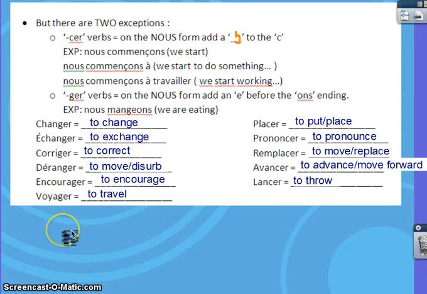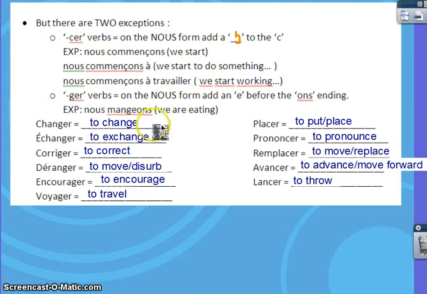So again, some GER verbs. Changer, which is to change. Échanger, which is to exchange. Corriger, which is to correct. Déranger, which is to move or disturb something. Sorry, there's a typo there, it should be a T in there. Encourager, which is to encourage. And voyager, which is to travel. So most of these would react the same as we've always learned. You drop the ER, you add the endings.